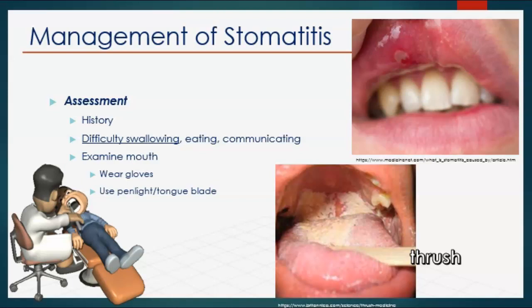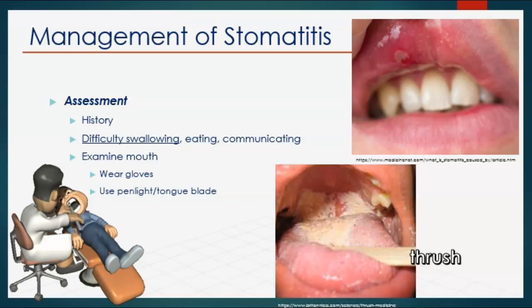So how do we manage stomatitis? Again, I just want to reiterate that it's very painful. Good oral health helps to discourage stomatitis. However, we can't always completely prevent stomatitis.